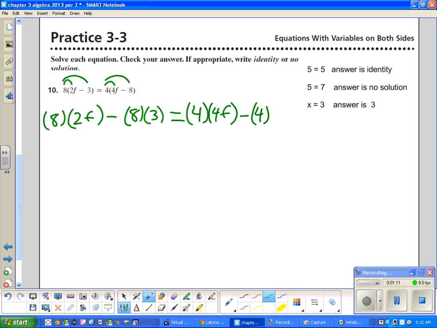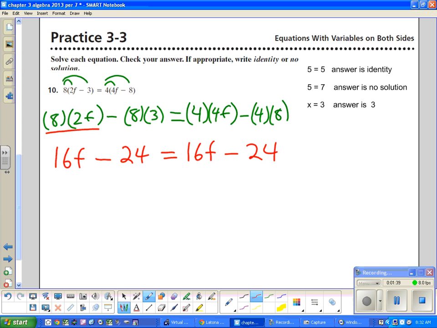So 4 times 8. Okay, the next step is we're going to do the math for the distribution. So 8 times 2f is 16f. Minus 8 times 3 is 24. And 4 times 4f is 16f. And 4 times 8 is also 24. And if you notice right away on this question, this side is the same as this side here. So it's most likely going to be identity for the answer. But let's keep going with this just to see what happens.